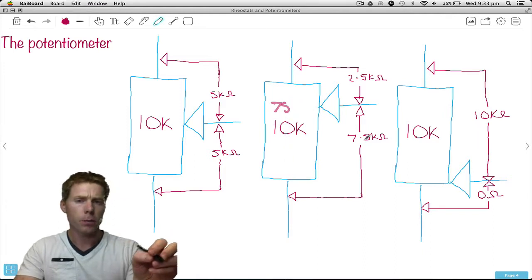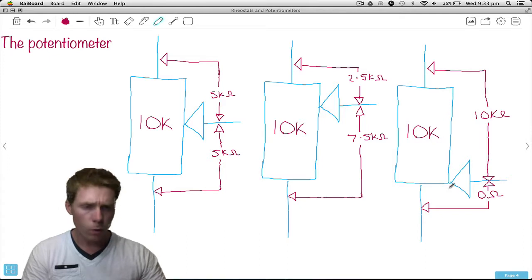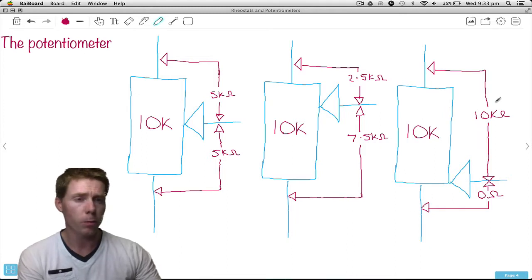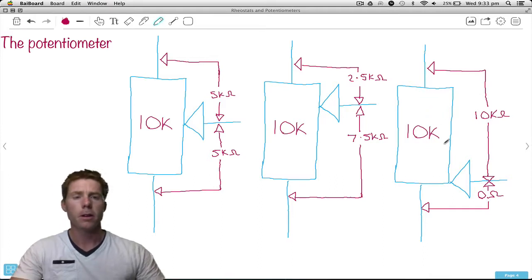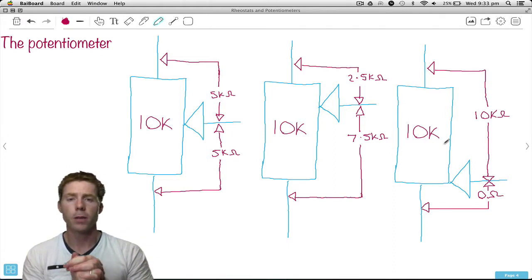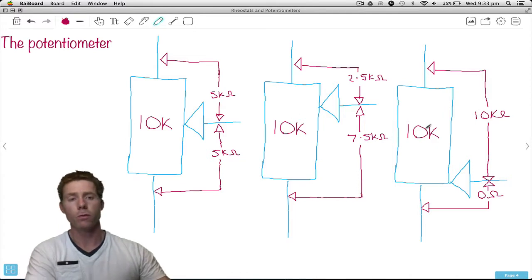Let's look at the 3rd example. If we were to move the wiper arm all the way down to the bottom, you can see there is 0 resistance between where the wiper arm is and the bottom connection. However, between the bottom and the very top, there's 10K because it's got all the resistance between those 2 connections. So what we're going to use a potentiometer for is actually a special type of voltage divider, which is a variable voltage divider.